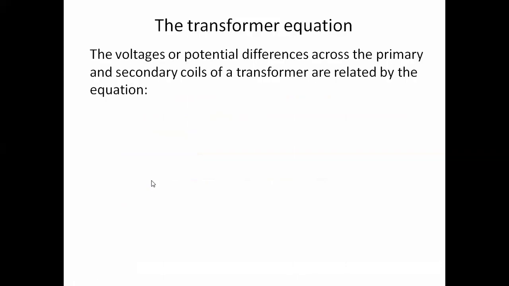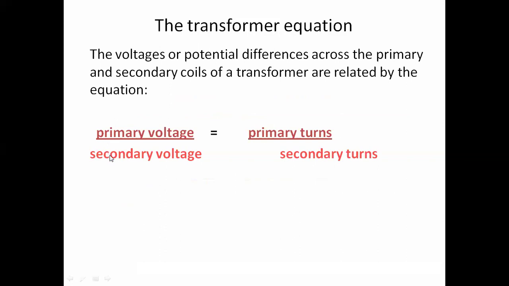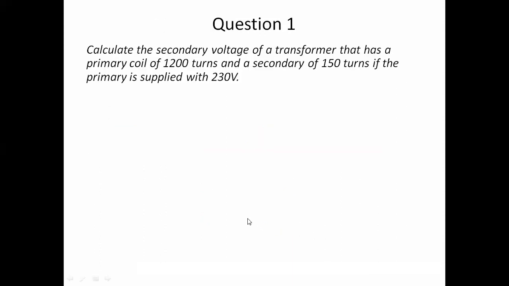So the transformer equation: the voltage or potential difference across the primary and secondary coil of a transformer are related by the equation: primary voltage over secondary voltage is equal to primary turns over secondary turns. This was the word equation. This is the symbolic equation: Vp is the primary voltage, Vs the secondary voltage, Np the number of turns in the primary, Ns the number of turns in the secondary.